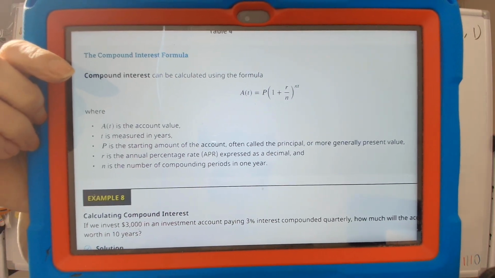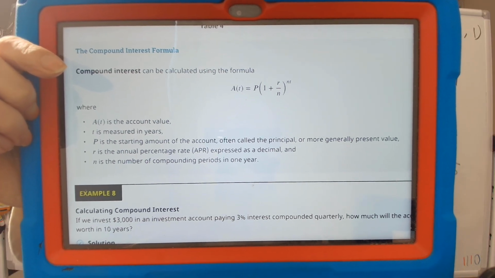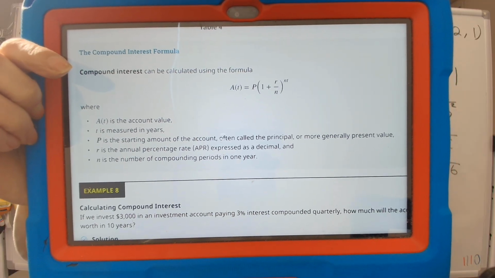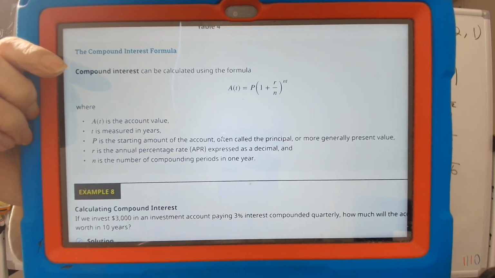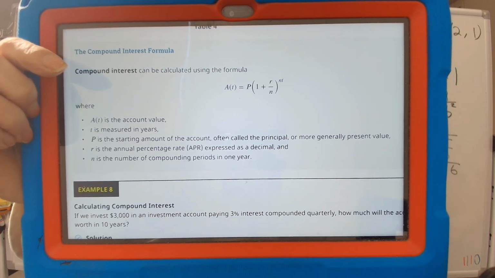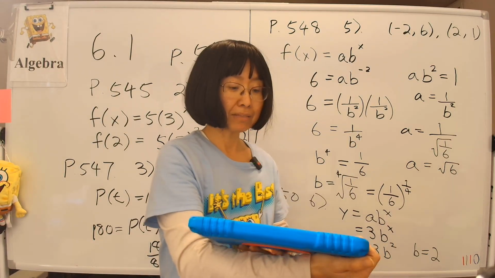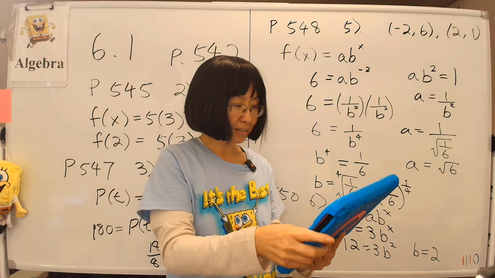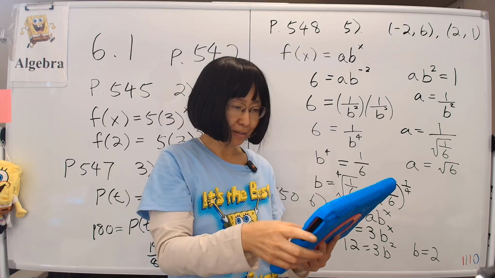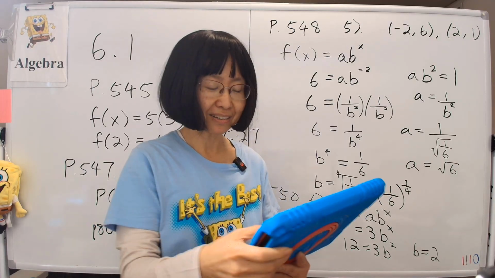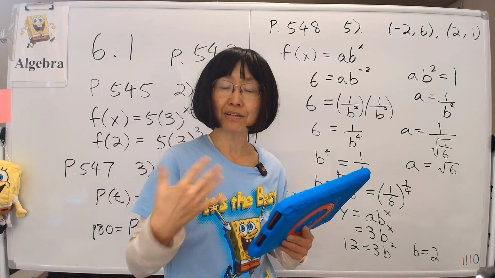P is the principal, r is the interest rate per year, and n is how often it's being compounded. Say 12 times a year, then you divide by 12. So that's what n is, how many times. If you only compound it once a year, then n will be equal to 1. And t is the time in terms of years. That is the formula, and we are going to use it to calculate compound interest. The only hard part about using the formula is just remembering which one is what. Basically, just remember n is how many times you're compounding.